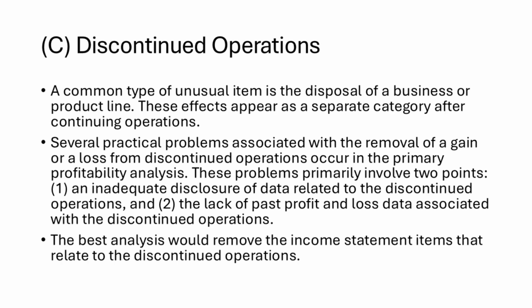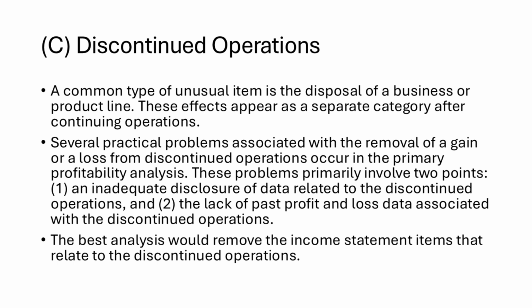The third special item is discontinued operations. A common type of unusual item is the disposal of a business or product line. If the disposal meets the criteria of a discontinued operation, then a separate income statement category for the gain or loss from disposal of the segment of the business should be reported.